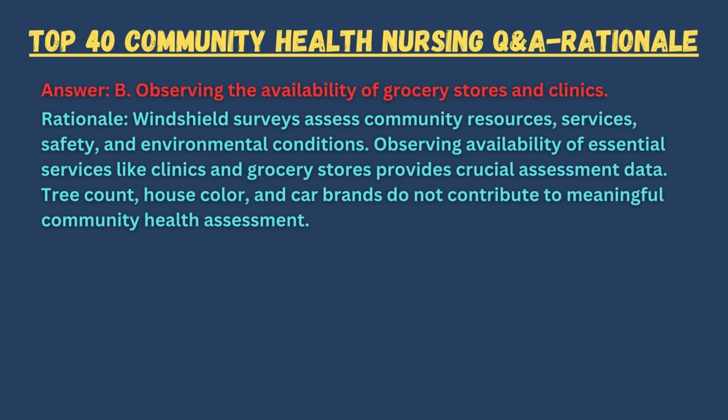Answer. B. Observing the availability of grocery stores and clinics. Rationale. Windshield surveys assess community resources, services, safety, and environmental conditions. Observing availability of essential services, like clinics and grocery stores, provides crucial assessment data. Tree count, house color, and car brands do not contribute to meaningful community health assessment.